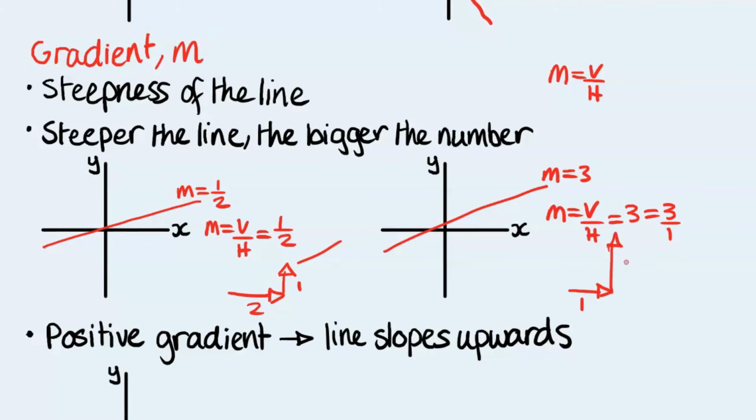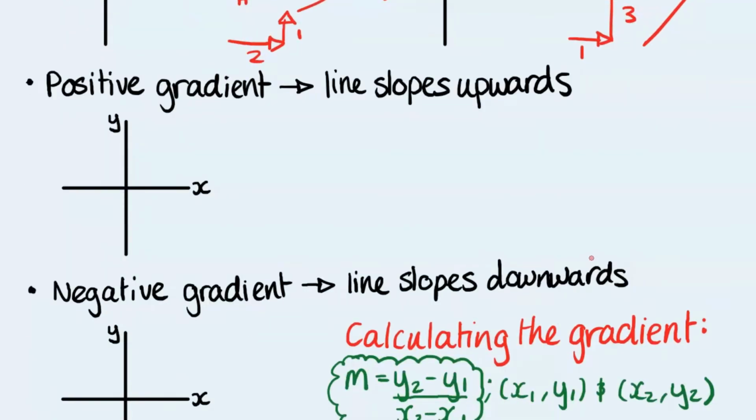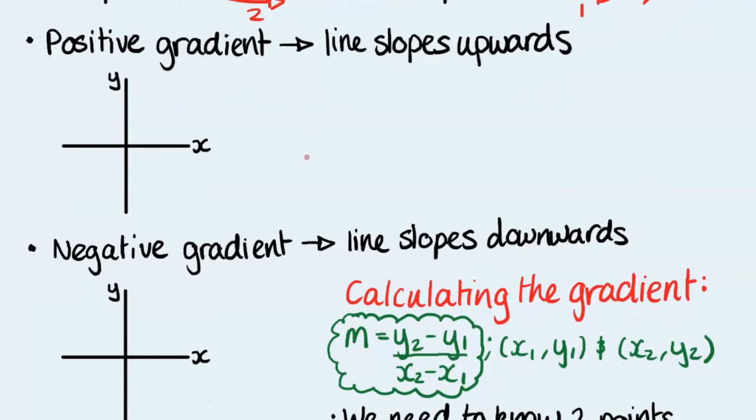We're going to go up 3 units, okay? So it's steeper, okay? So we just need to remember that staircase idea for the gradient. Now, the next point I want to make is that if the gradient is positive, then the line slopes upwards, okay? So say if we had a line going up the way like this, well, we can say that the gradient of this line, m, is equal to 2. Okay, so any line that's sloping up the way, well, that has a positive gradient, okay?